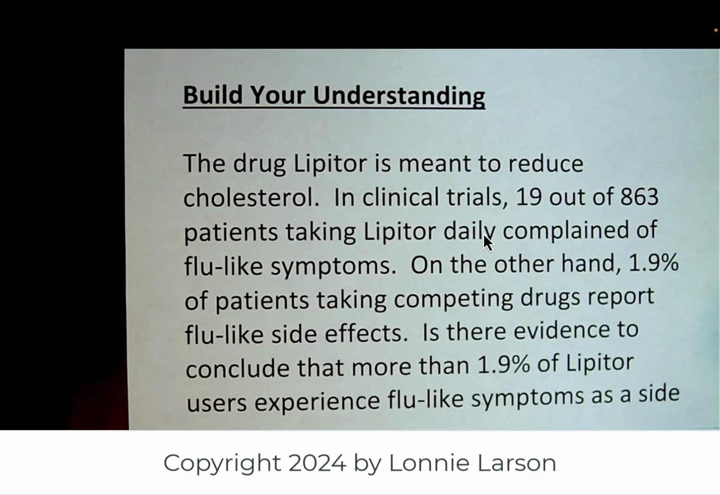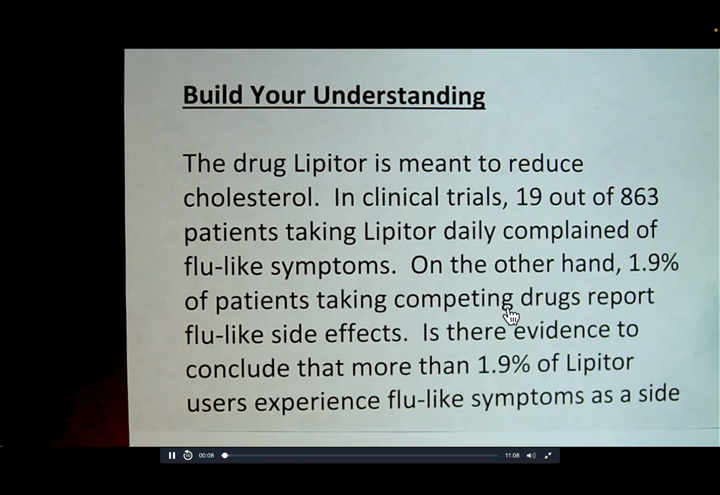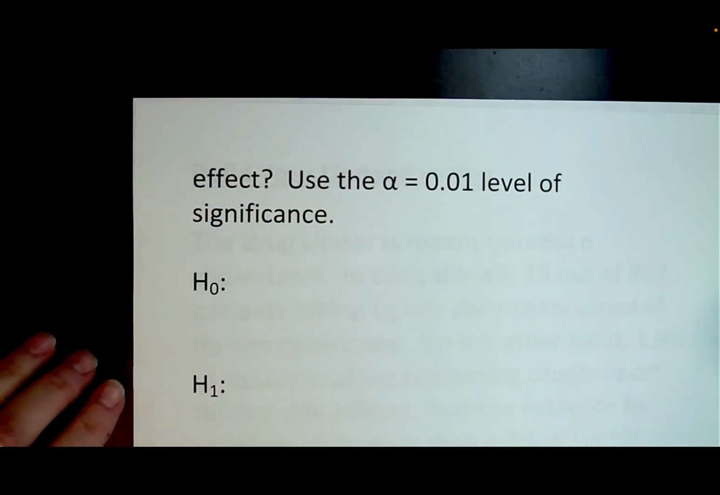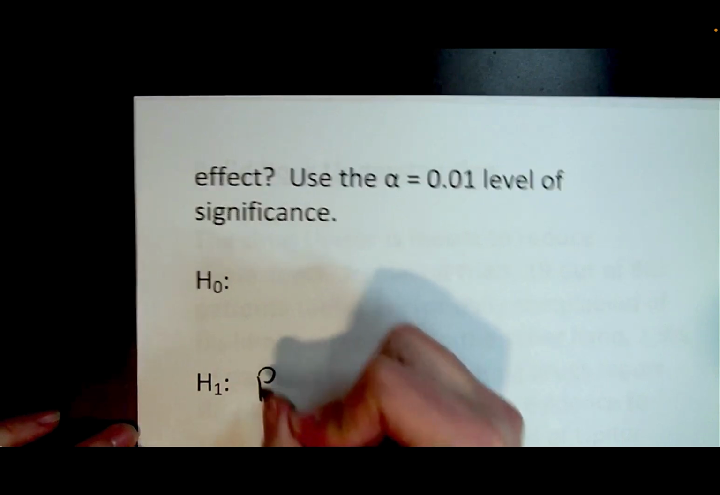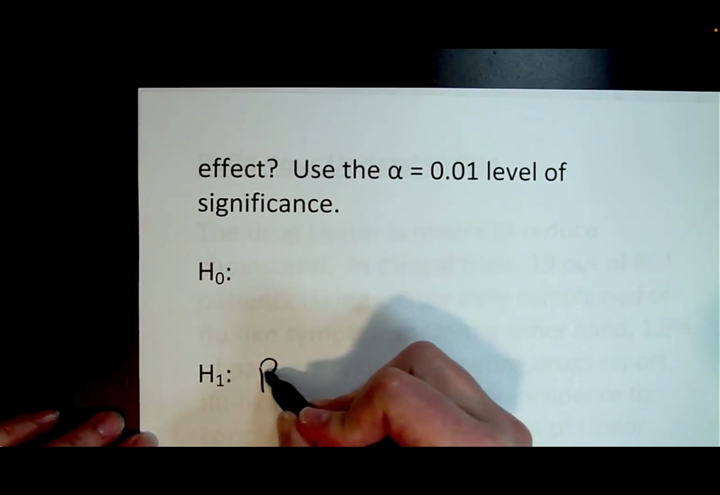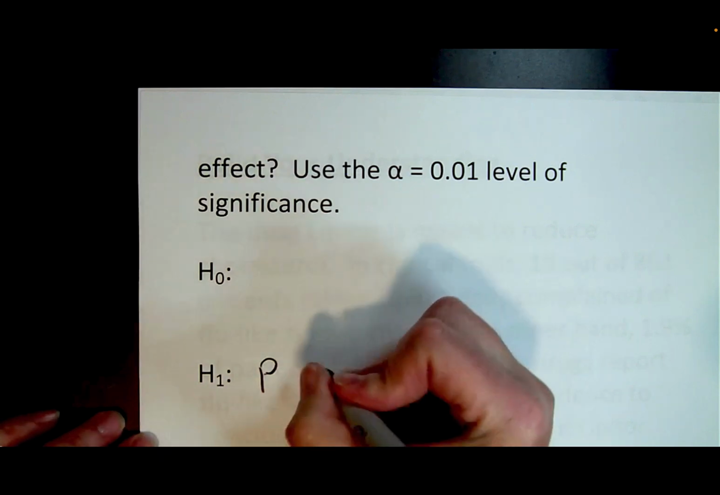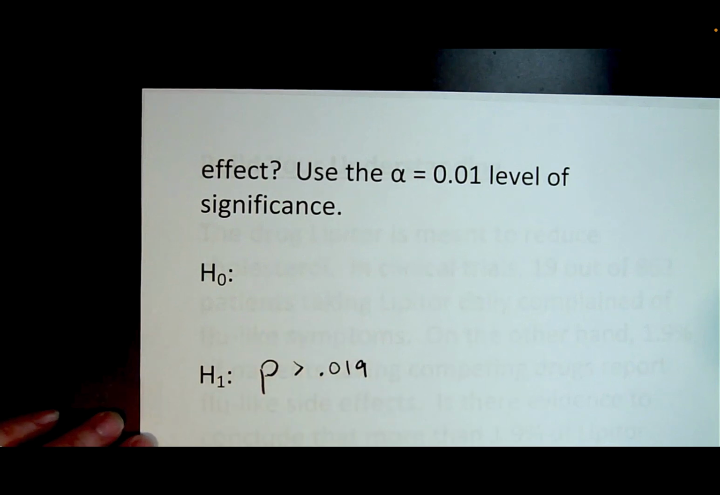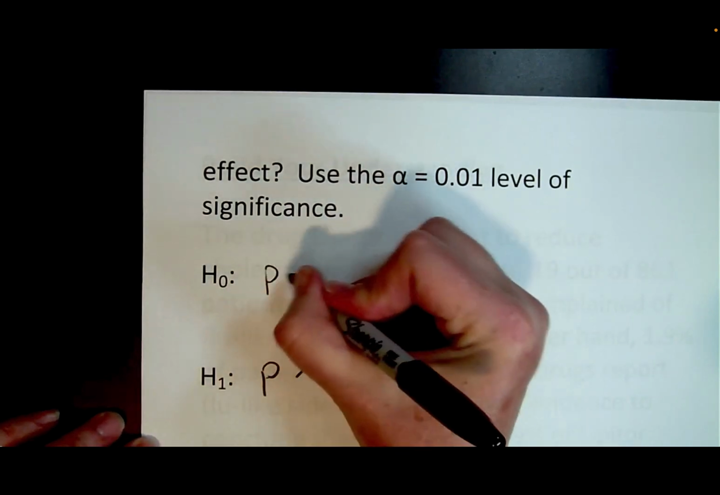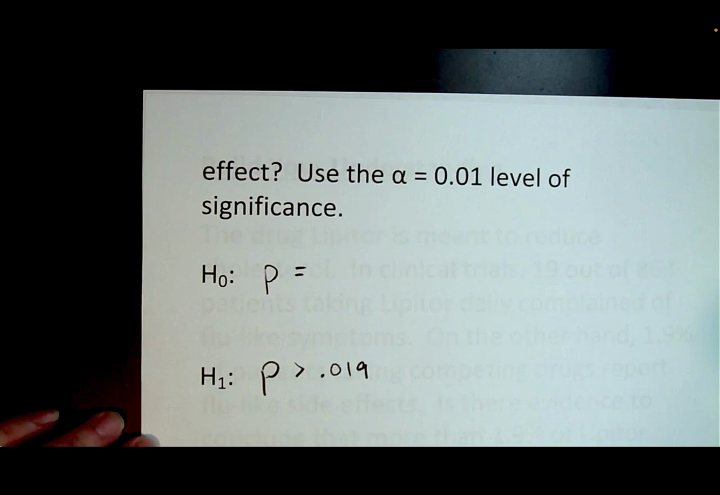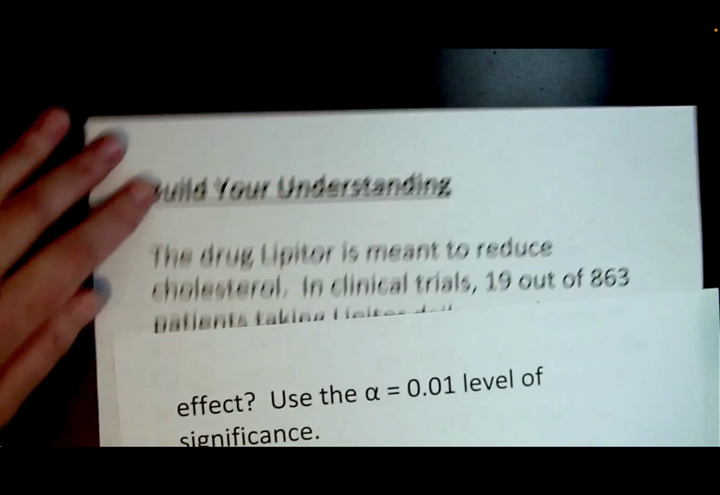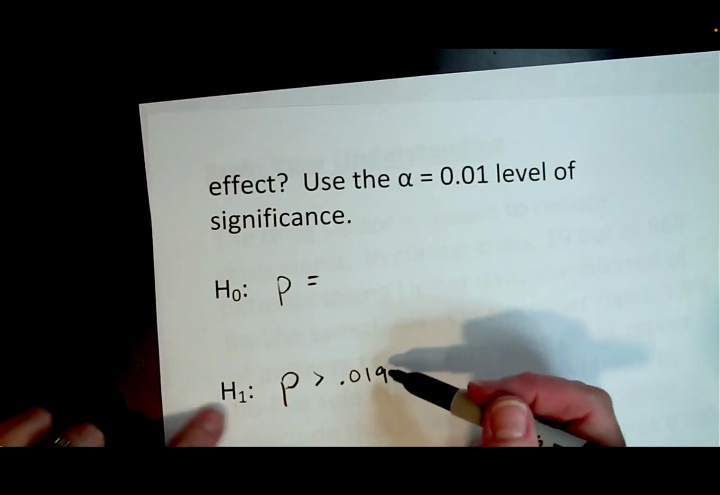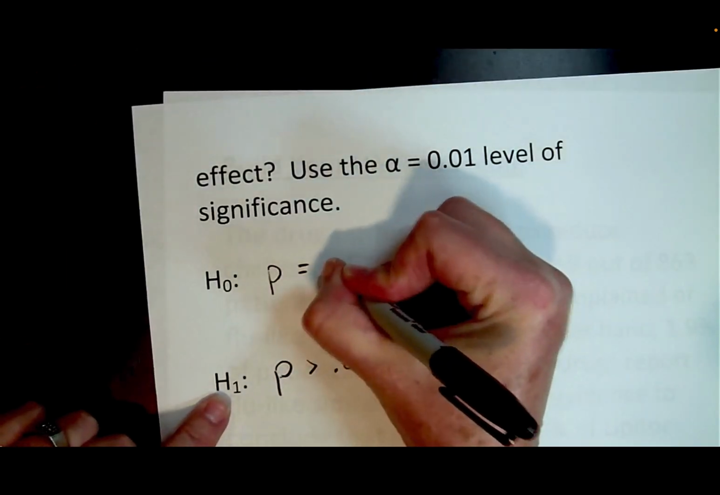Welcome back. Let's look at this build your understanding problem. We're investigating the possibility that the proportion of patients taking Lipitor that experience these flu-like side effects is greater than 0.019. The null hypothesis then is the statement that the proportion is actually equal to whatever it was, the proportion taking the competing drugs. Same as the alternate hypothesis except with an equals in there.